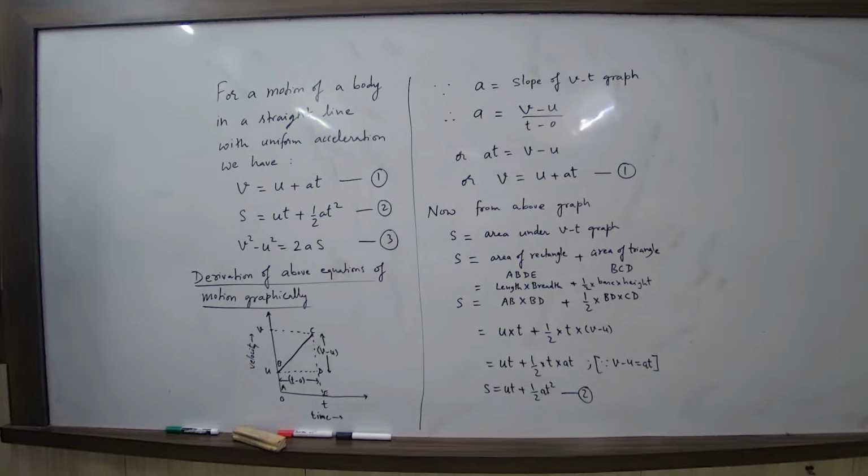Just for the area of the rectangle, you can write breadth into length. Okay? Because AB is the breadth, and the length is BD.